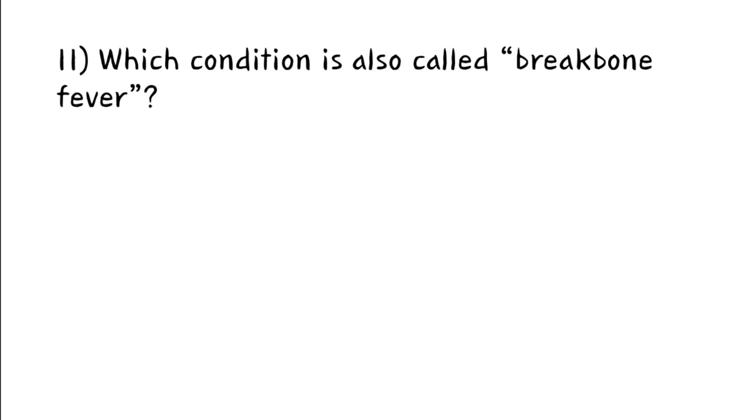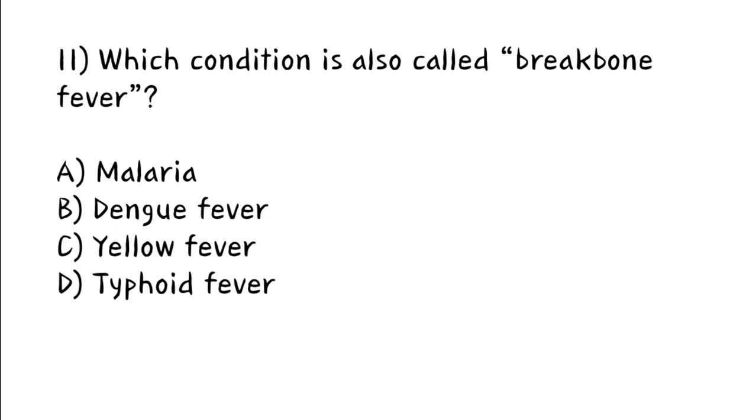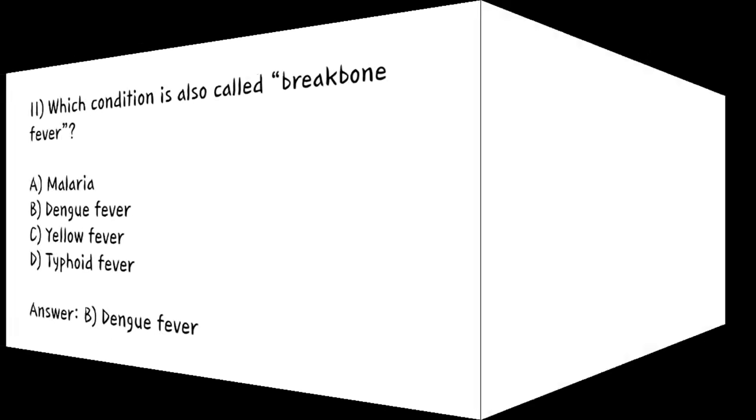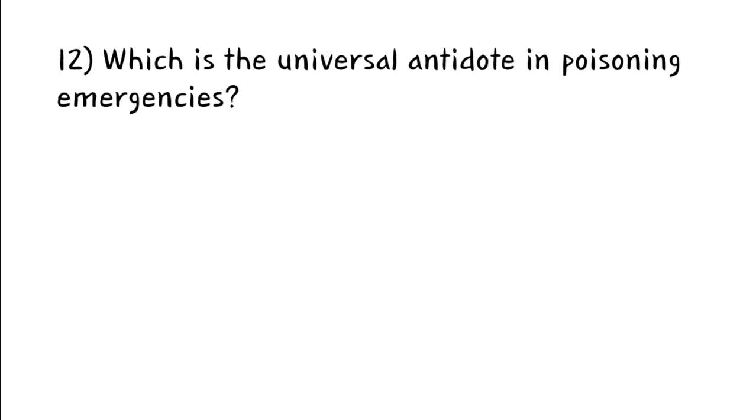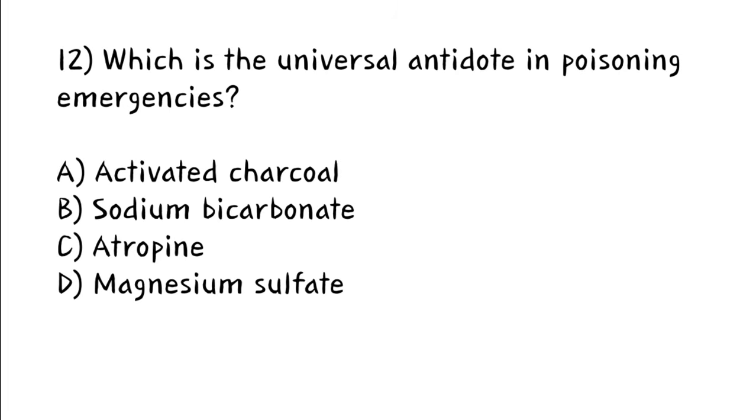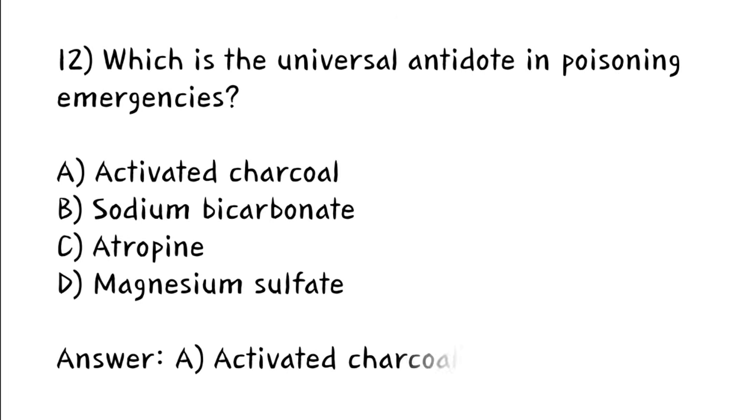Which condition is also called breakbone fever? Malaria, dengue fever, yellow fever, typhoid fever. Correct answer is option B, dengue fever. Which is the universal antidote in poisoning emergencies? Activated charcoal, sodium bicarbonate, atropine, magnesium sulfate. Correct answer is option A, activated charcoal.